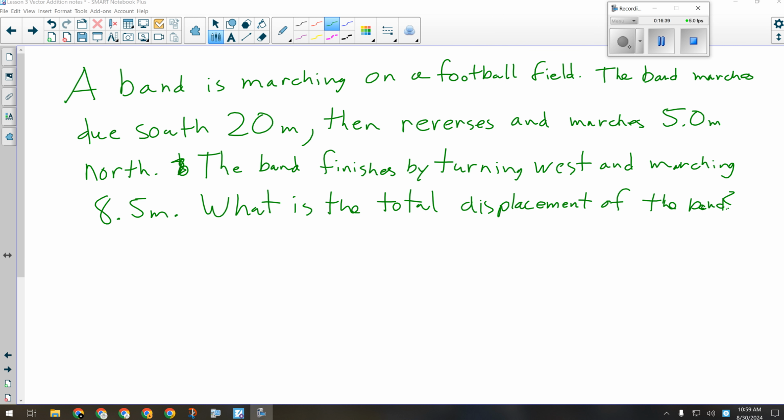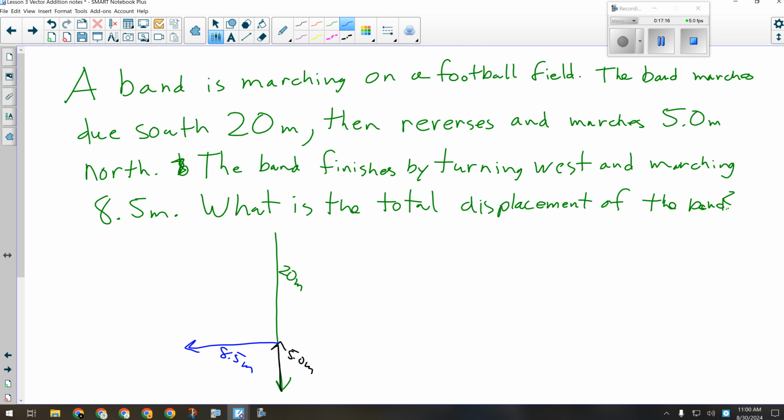So we've got this band marching on the football field. The first thing they do is go due south 20 meters. So they do this. And then it says they reverse and go due north 5 meters. So tail to head, 5 meters. And then they go due west 8.5 meters. Okay, my scale's okay. It's not perfect, but it's going to get the point across.